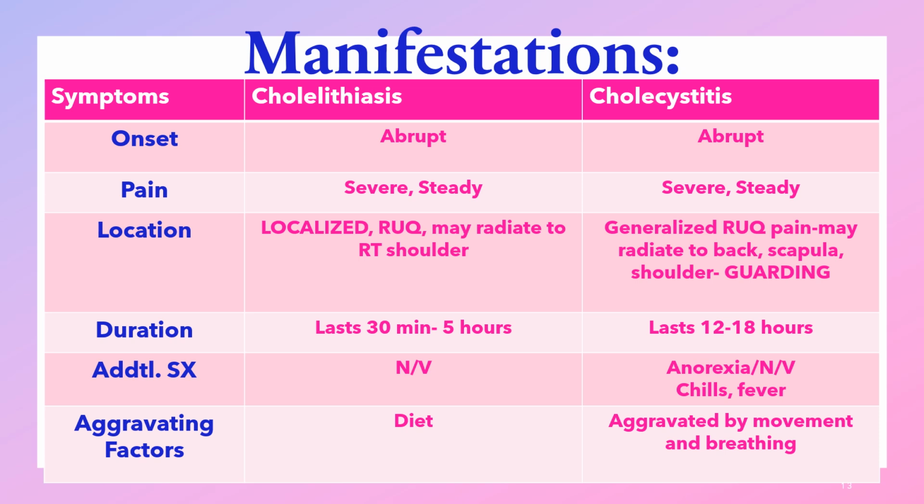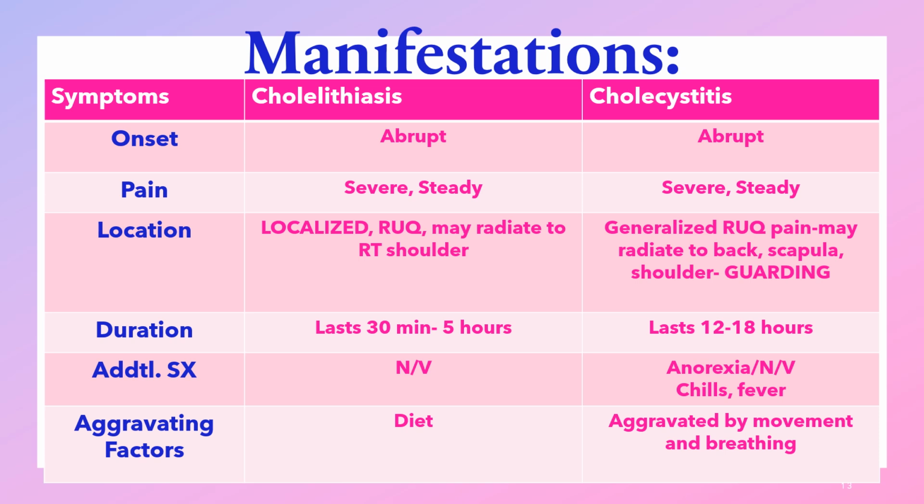Cholecystitis, however, can present as generalized right upper quadrant pain. It may radiate to the back, the scapula, the shoulder. These patients, as far as tenderness to touch, are going to be guarding. Again, realizing that with cholecystitis, now the gallbladder itself is inflamed, perhaps the ducts are inflamed, there may be blockage, which can cause that more generalized feeling of pain and the radiation of pain.